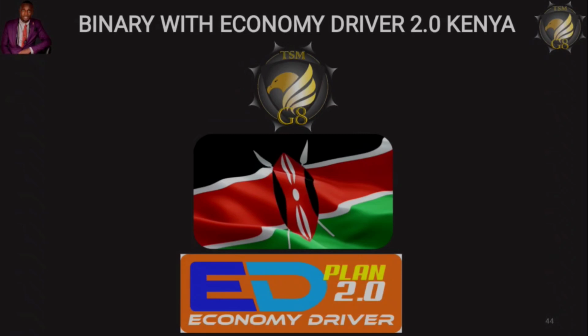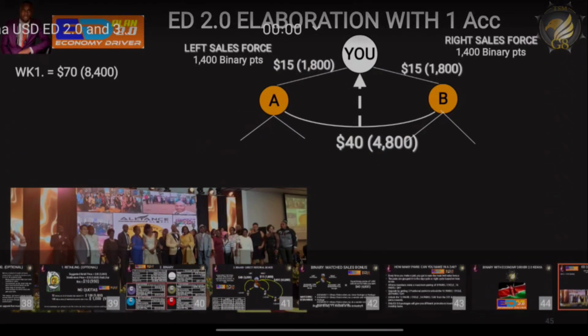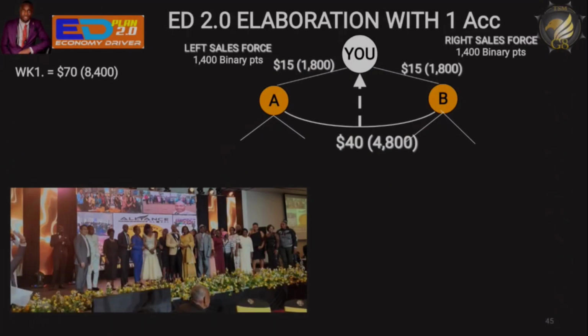Okay, so let's start an elaboration with ED 2.0 accounts. You see how they go, and then from there we are going to go to ED 3.0 accounts, and then we see what usually happens. Okay, so this is an elaboration with one ED 2.0 account.